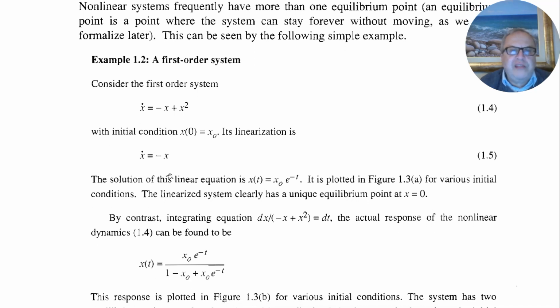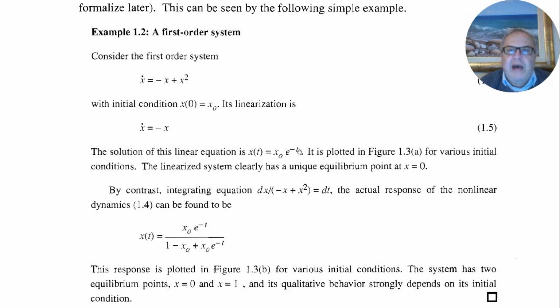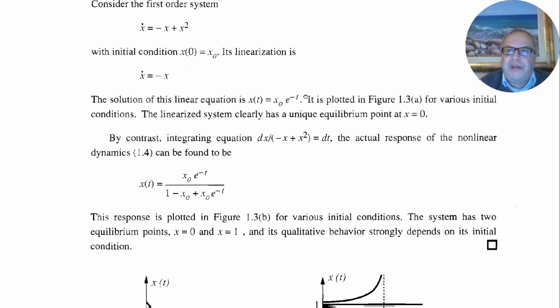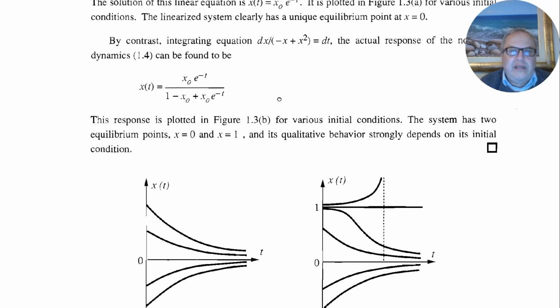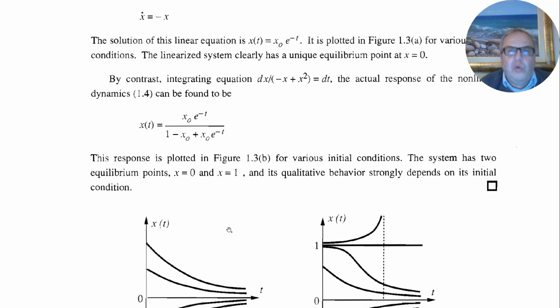So the solution of this linear equation is this, without the term x squared, because we have made the linearization around the equilibrium point. And around the equilibrium point, it is plotted in figure 1.3A. This figure shows the behavior of your system. So you see x tends to 0.